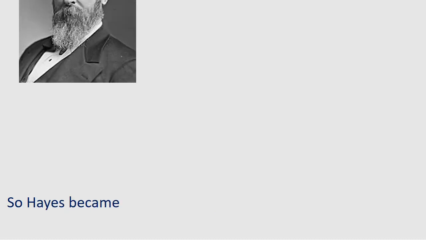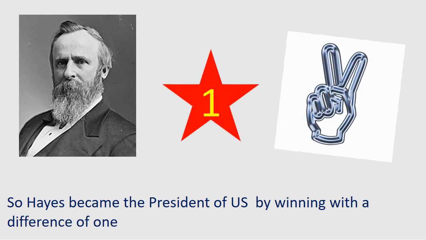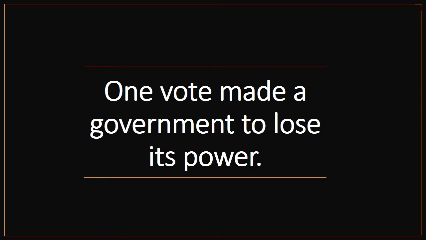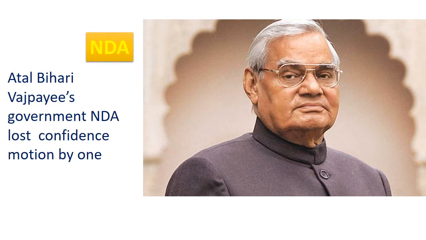So Hayes became the President of US by winning by 1 vote. 1 vote made a government lose its power. Atal Bihari Vajpayee's government, NDA, lost a confidence motion by 1 vote.